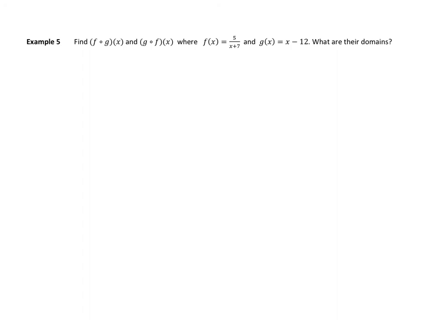And for example 5, here we have two functions f of x and g of x. I want to find f composed with g as well as g composed with f. See if there's a difference between these two. And then at the end, we'll ask, well, what's the domain of these functions? I think it's worth noting at the very beginning, what's the domain of f of x?